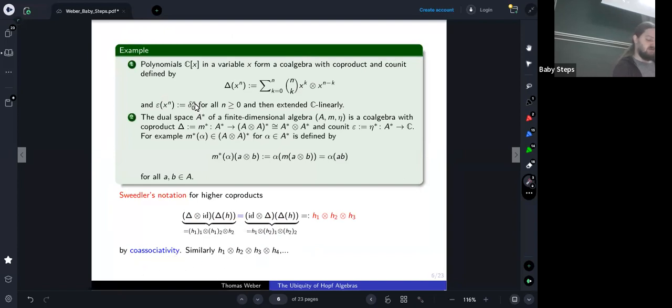This is co-associativity. So let's write this down in Sweedler's notation. We start with delta of h, which is just h1 tensor h2. And now we co-multiply h1, so we get h11 tensor h12, tensor h2. And this has to be the same as h1 tensor h21 tensor h22. And Sweedler comes and says, this is much too complicated, too many indices, I don't like it. Let's write this as h1, h2, h3. So we are hiding even more sums.